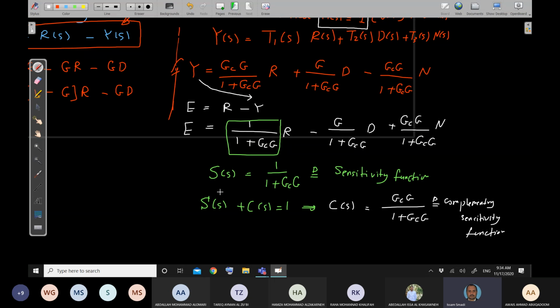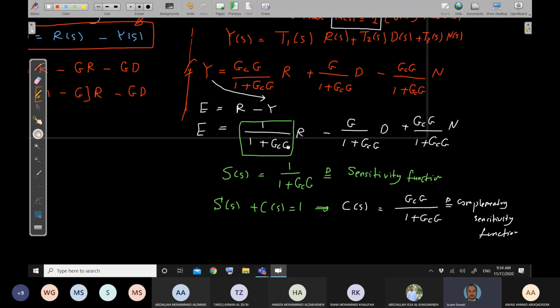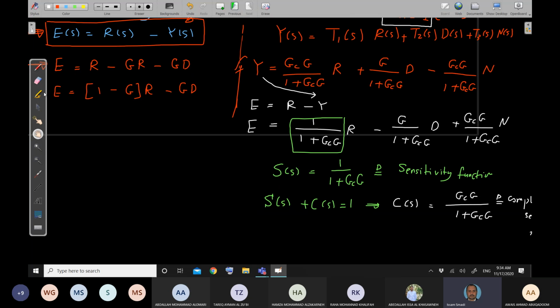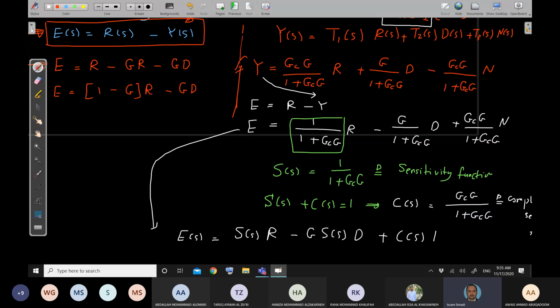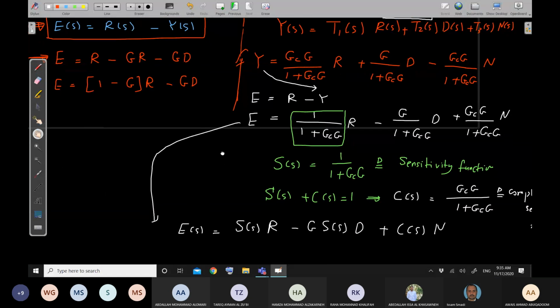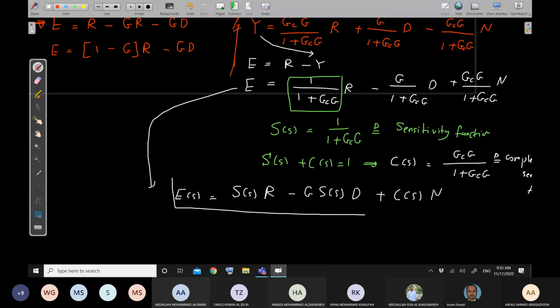Now why am I interested in defining the sensitivity function and the complementary sensitivity function? Because the error signal, this one here, I can rewrite in terms of the sensitivity and the complementary sensitivity as E of S equals S of S R, minus G S of S D plus C of S N. Yes or no? Yes. Good.